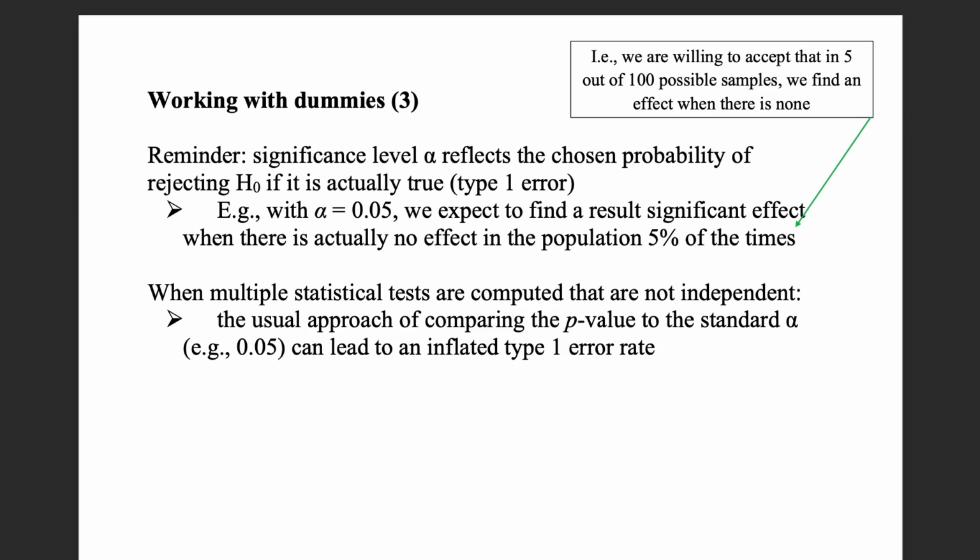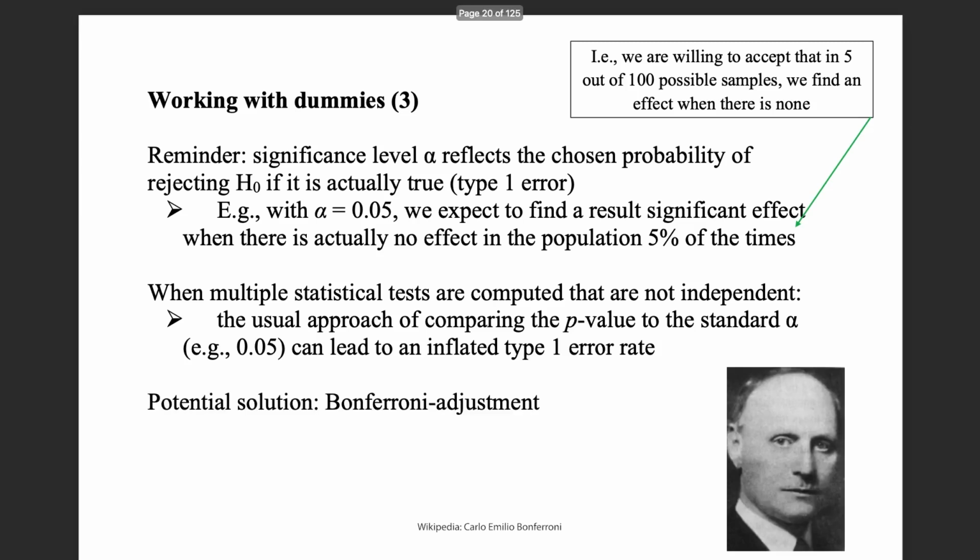So if we just do what we usually do, looking at the p-values, and the p-value is smaller than our chosen level of significance, so our standard alpha level, we would actually have a much larger type 1 error rate than implied by the 0.05. It would not be 5%, it would be higher than 5%. So that's what is referred to as an inflated type 1 error rate.